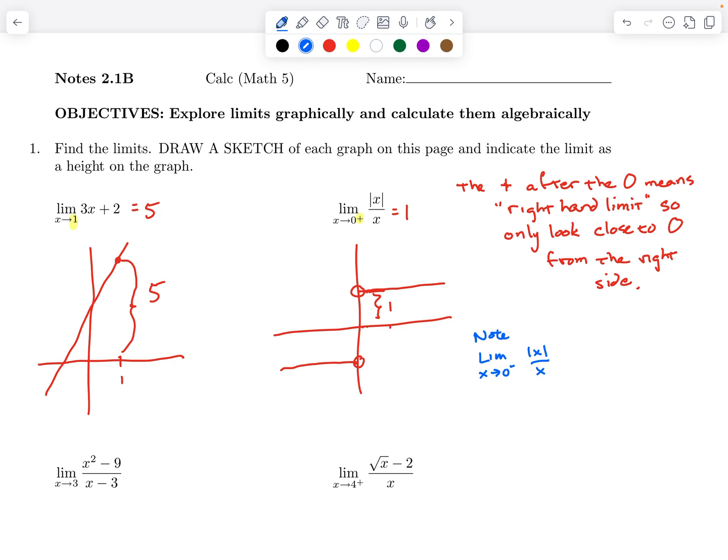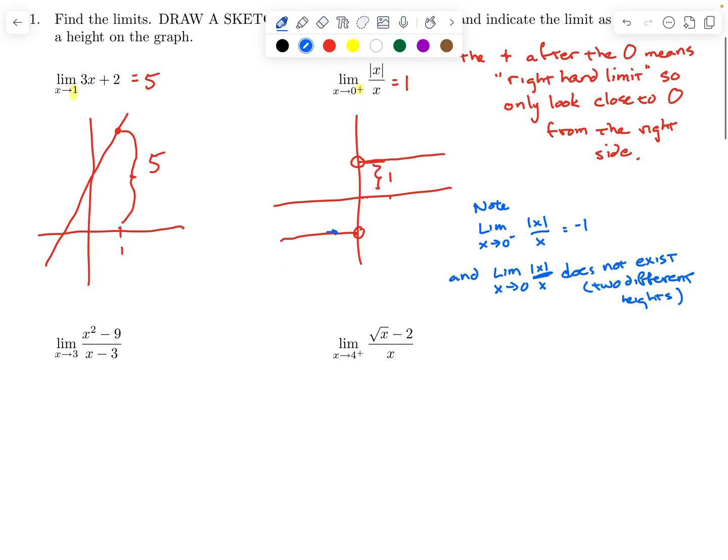If I want to come at it from the left side, that height would be -1. So if you don't have the plus or the minus sign, because it's approaching 2 different heights, one on each side, the limit doesn't exist.